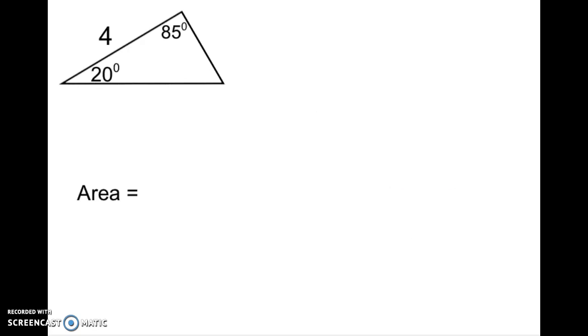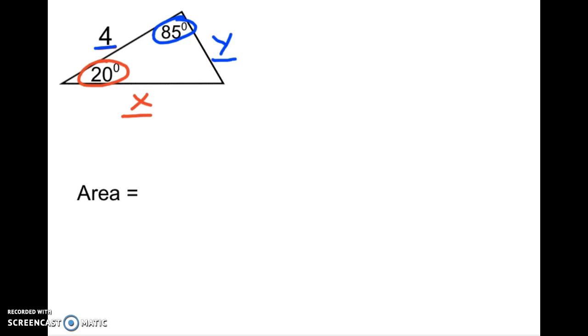Now the next case gives us a little more difficulty. In this case, they give us two angles and only one side. Now we have a couple options. We can either find the missing side down here, in which case it'll be the 4, the x, and the included angle would be the 20 degrees. Or if we find the other side, we would use the 4, the y, and the 85 degrees.